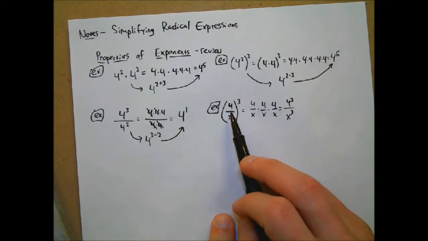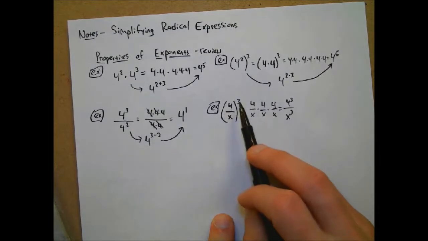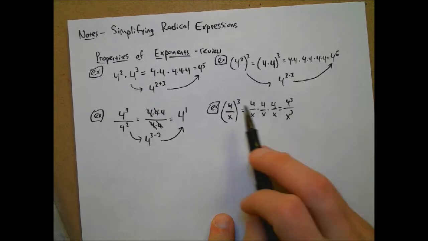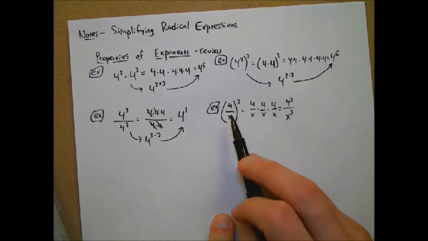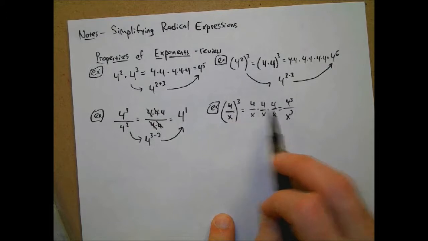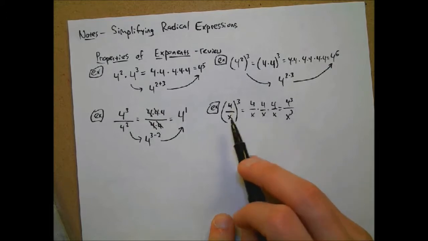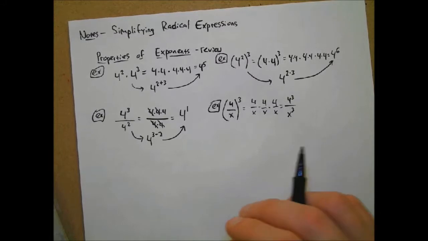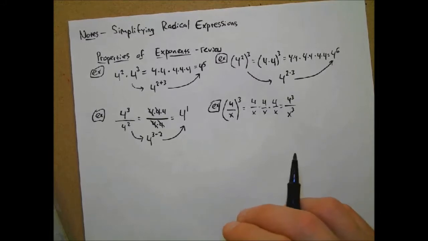If you have a quotient raised to a power, you can distribute the cube to the numerator and the denominator there, right? So instead of writing 4 over x times 4 over x times 4 over x, we just cube the numerator and cube the denominator, okay? If you have a fraction raised to an exponent. Likewise with a product.